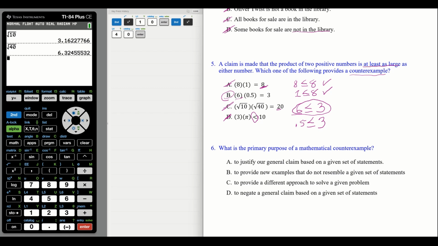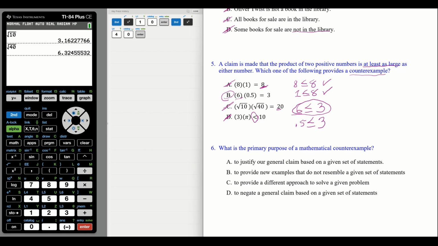Okay, number 6. What is the primary purpose for a mathematical counterexample? Well, a counterexample is showing what we just did. We disproved. All you need in a proof, when you're using a counterexample, is one. If you can just show one counterexample, you can disprove the whole claim, everything that's said.